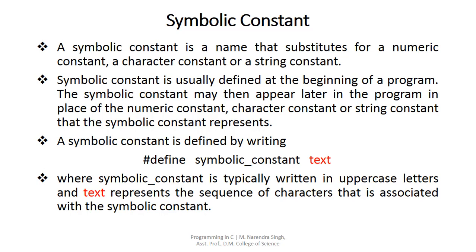A symbolic constant is defined by writing #define. There should not be any space between # and define. Then the symbolic constant name. Then the text which the symbolic constant will represent. Normally, symbolic constant is typically written in uppercase letters. Here, text represents the sequence of characters that is associated with the symbolic constant.